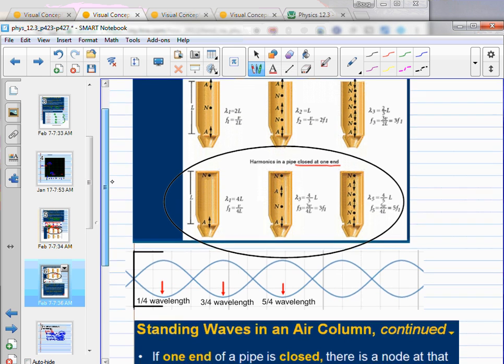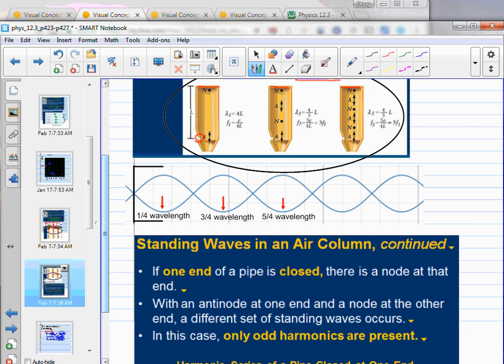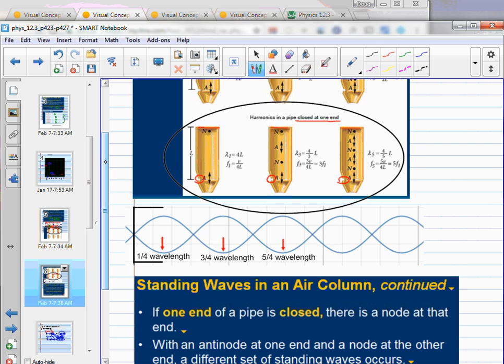Oh, there we go. We're closed at the top. Still open down here. We have to get air in some way to begin vibrating back and forth. So the closed end is fixed. Air is not free to move in and out of that, so it is going to be motionless essentially at that point. So it's a node. An antinode at open ends.